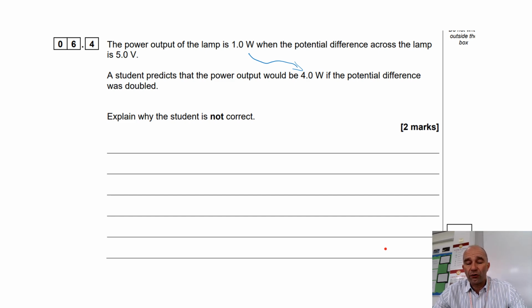To get our power to quadruple, not only would you need the potential difference to double, you'd also need the current to double. Looking at that graph, that would not happen. Right, now that question is worth 16 marks. Well done if you got all 16.